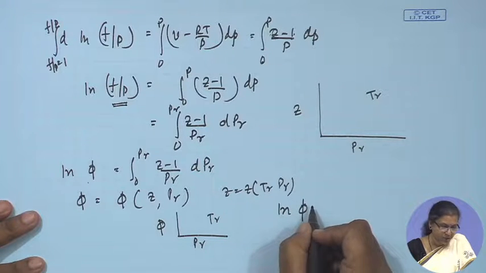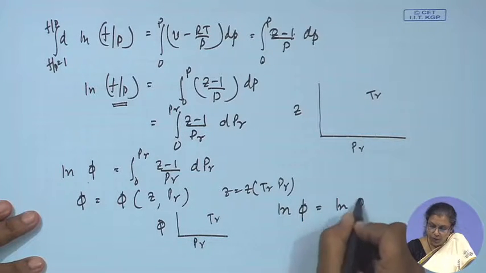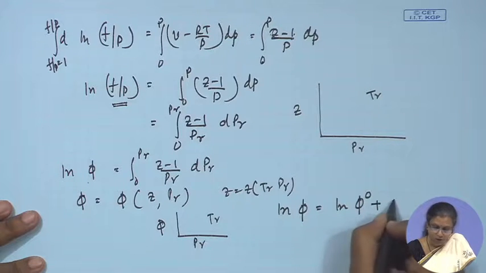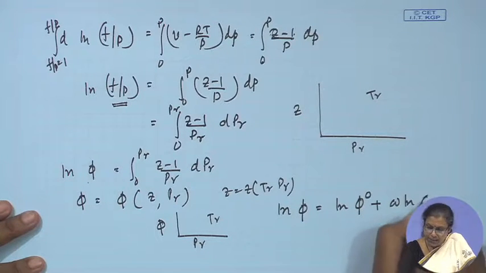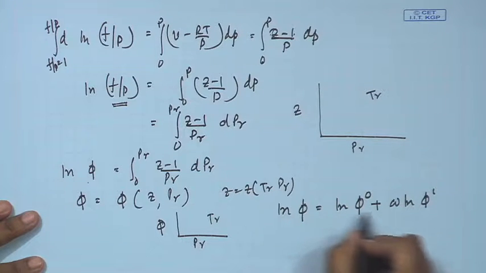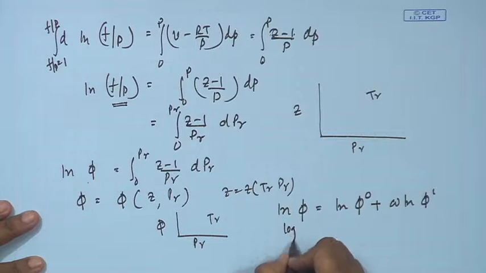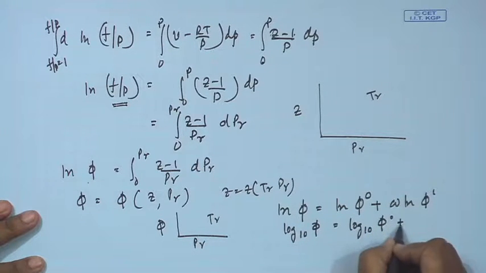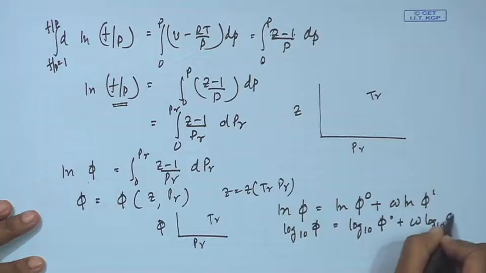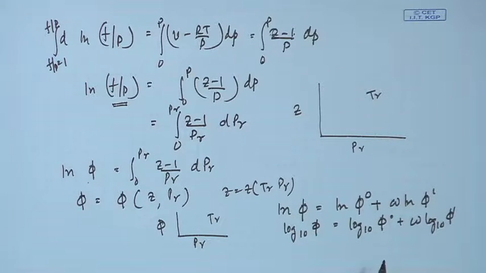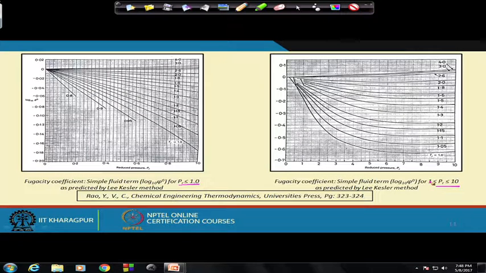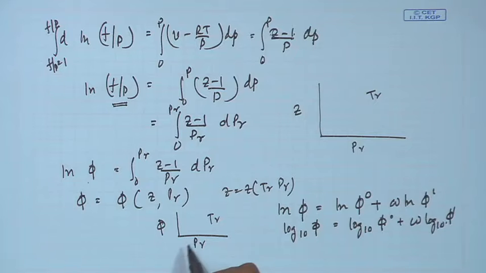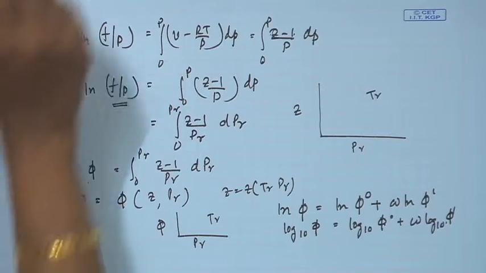law of corresponding states for greater accuracy, where we can define the 3-parameter law in terms of the acentric factor proposed by Pitzer. We can write it in this particular form or in the log base 10 form, which gives this particular equation. Once we know these equations, or rather once we know how phi 0 and phi 1 vary with TR and PR, we should be in a position to find out phi.